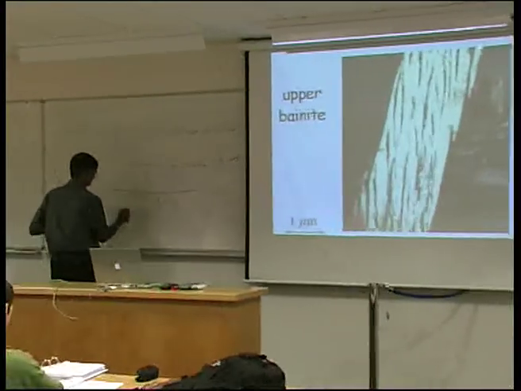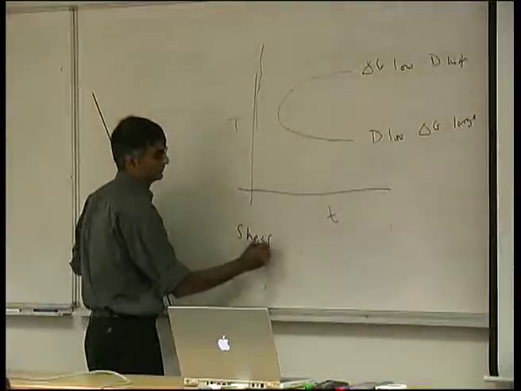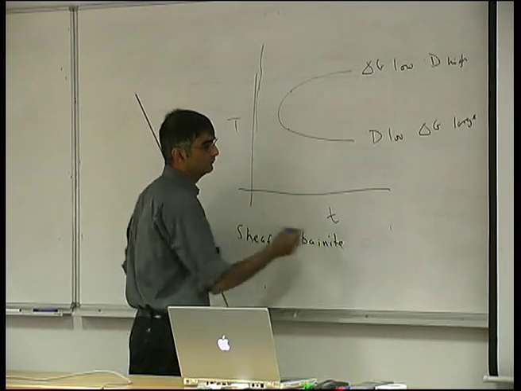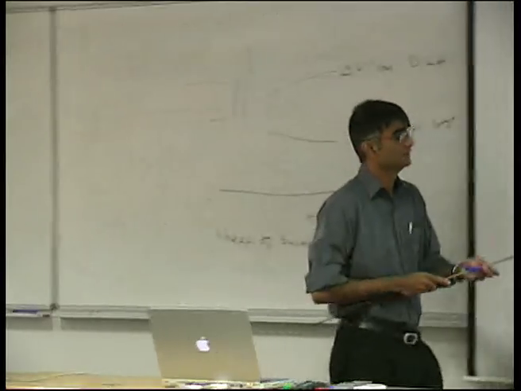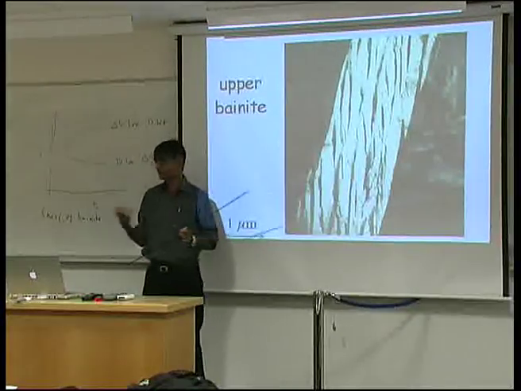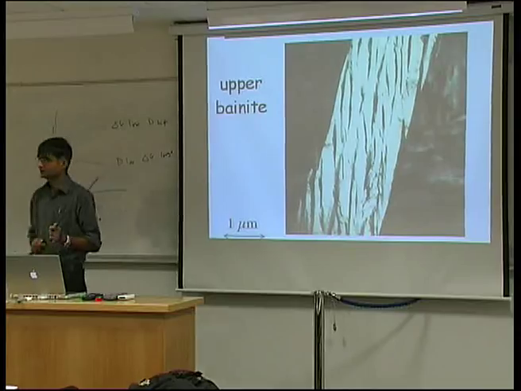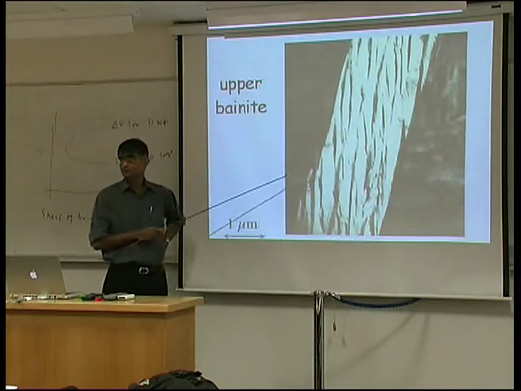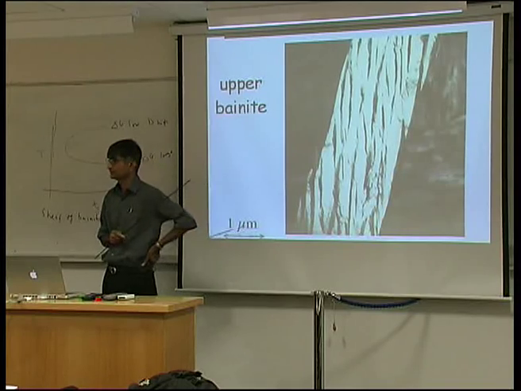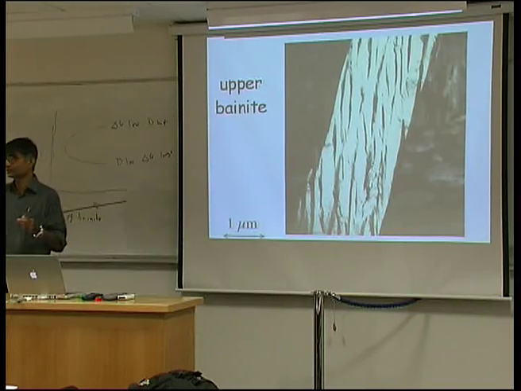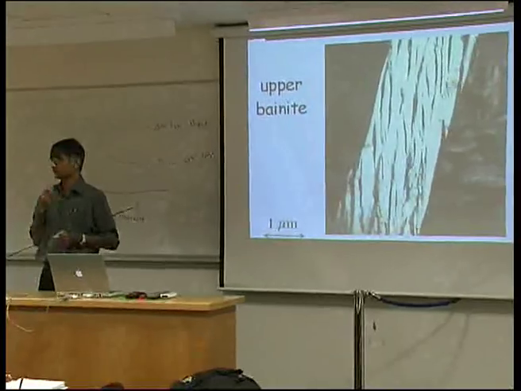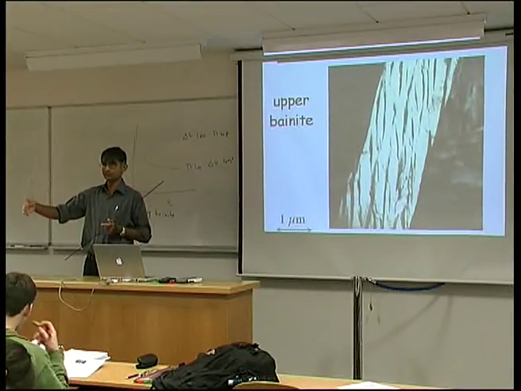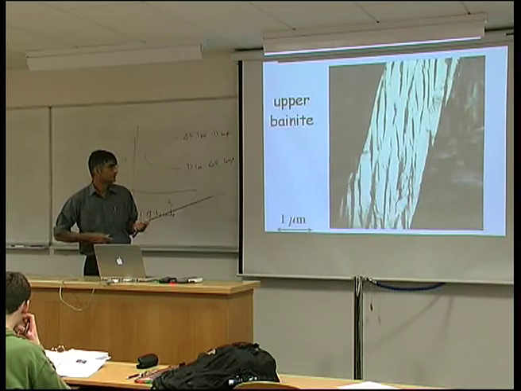So a sheave of bainite. And all of these platelets are in the same crystallographic orientation in space. Now, this microstructure is much, much finer than that of martensite. You know, martensite plates you can even observe optically. So they are coarse plates and they grow until they are stopped by an austenite grain boundary.